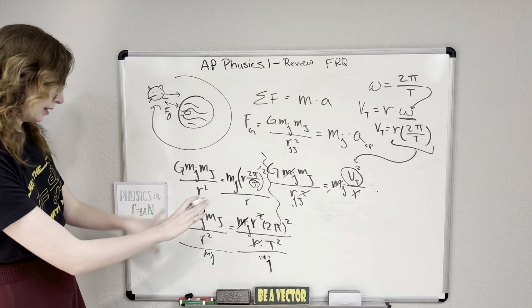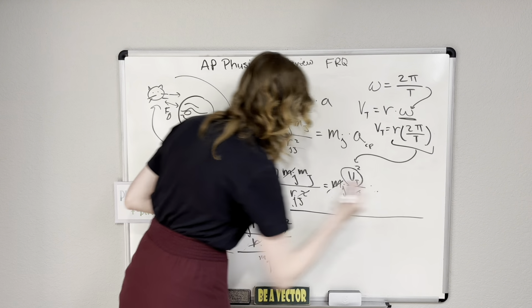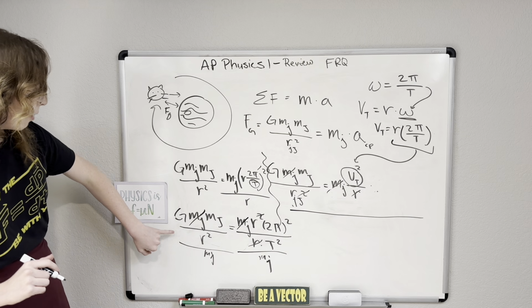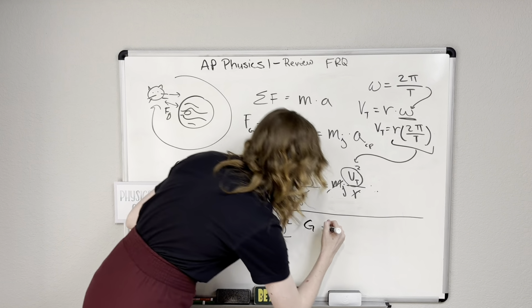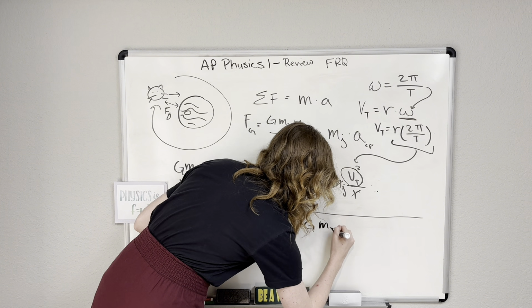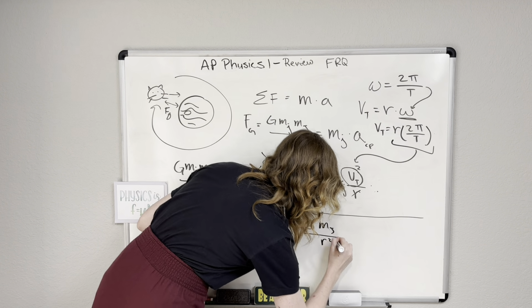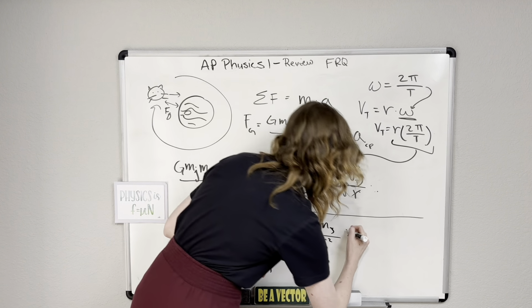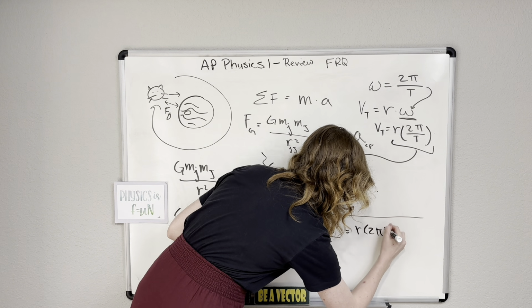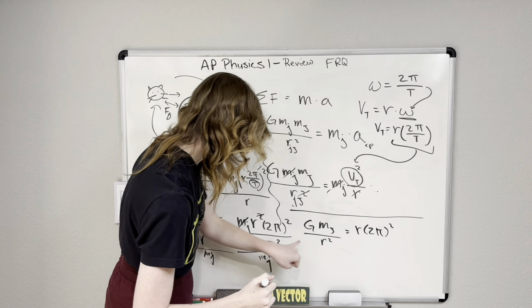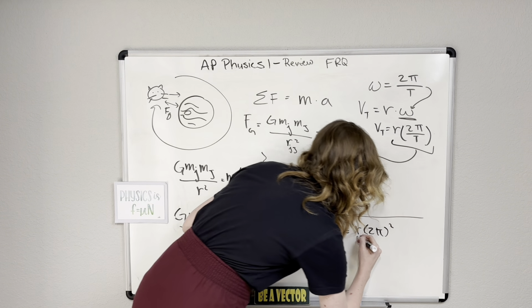Okay, and now this is getting to look really gross, but we're almost there, I pinky promise. We have that the gravitational constant times the mass of Jupiter divided by r squared is equal to r times 2 pi squared divided by t squared.